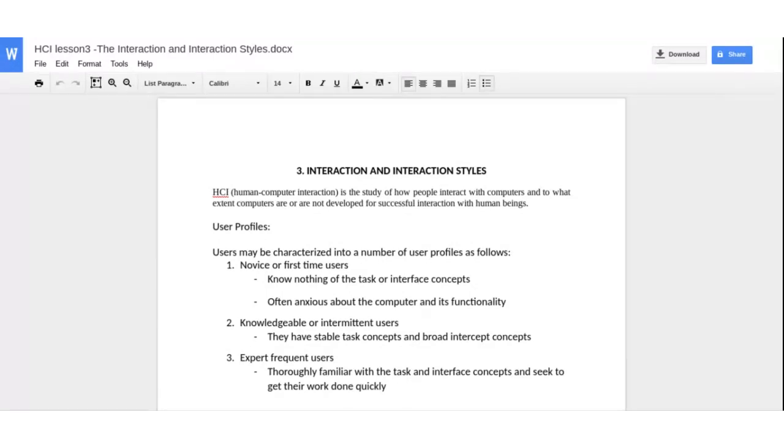So metaphors are widely used to make use of users' existing knowledge when learning new computer systems. So when we are learning new computer systems, metaphors can help a lot, and that is what we are talking about when we are talking about direct manipulation especially.